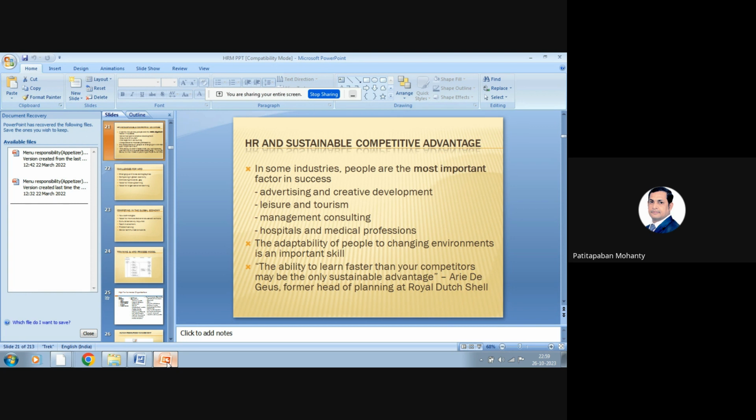Okay. The next is the ability to learn faster than your competitors may be the only sustainable advantage. Your competitors have different products, different processes. So the ability to learn faster than your competitors is also an example of sustainable advantage. That means you should be a pioneer and front runner in capturing knowledge and skills, so that you will be ahead of your competitors. Okay, so that is called your sustainable competitive advantage.